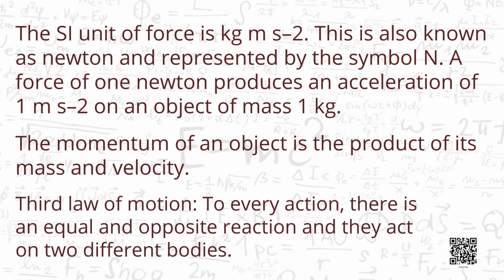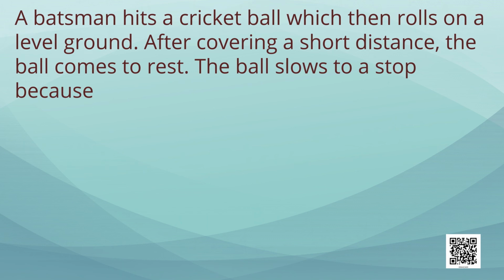We studied the third law of motion, which states that to every action there is an equal and opposite reaction and they act on two different bodies. Now the questions. First question, a batsman hits a cricket ball which then rolls on a level ground. After covering a short distance, the ball comes to rest. The ball slows to a stop because of the following reasons, and you have to choose the correct reason.